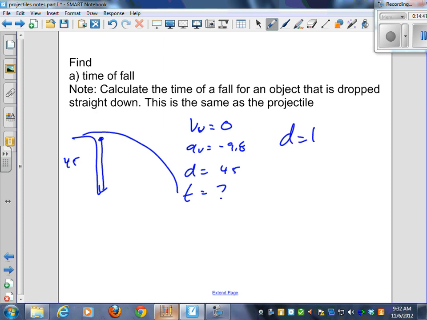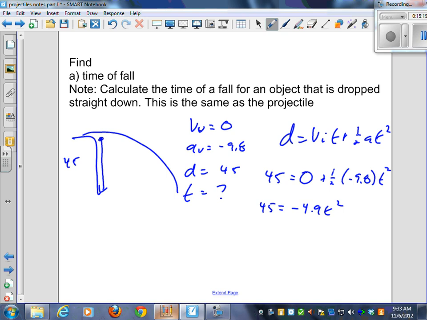I think d equals v_i t plus 1/2 a t squared will work just nicely. So I'm going to go 45. What's my initial velocity? I'm dealing with vertical here, so my initial vertical velocity is 0, which is convenient because 0 times t is 0, plus 1/2 of minus 9.8 times t squared. Or 45 is equal to minus 4.9 t squared.